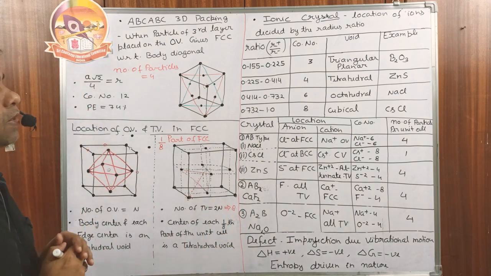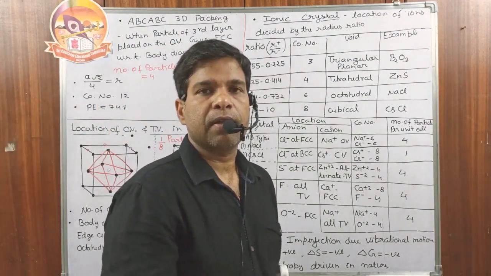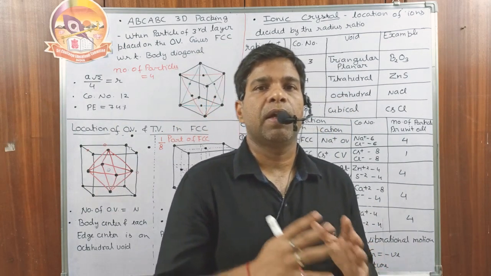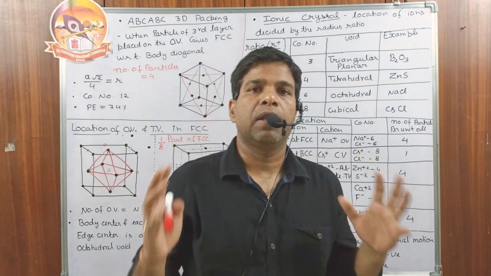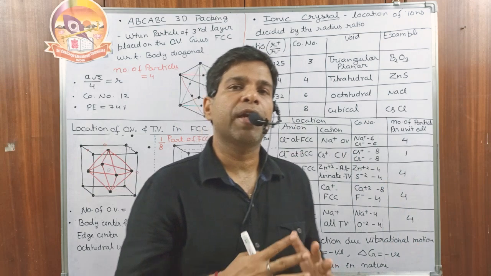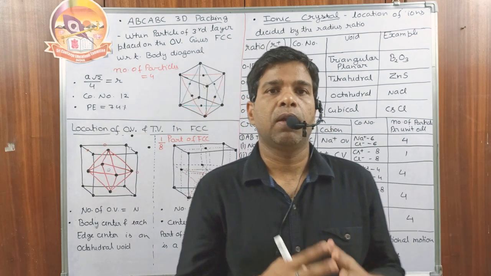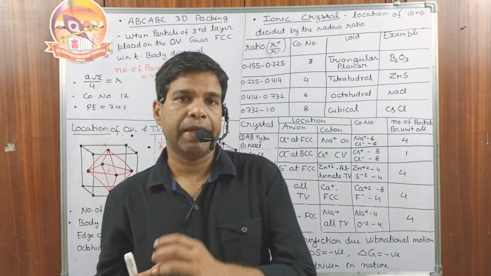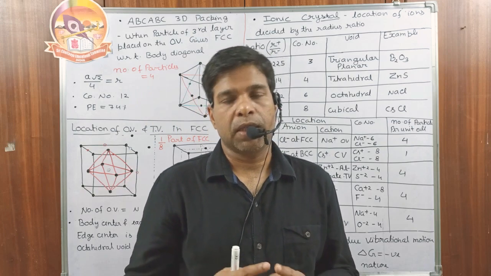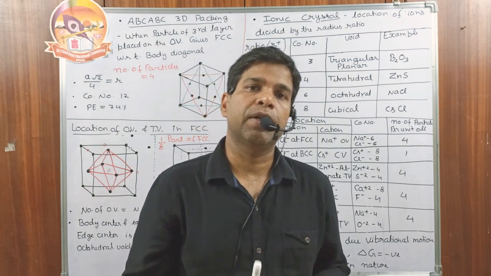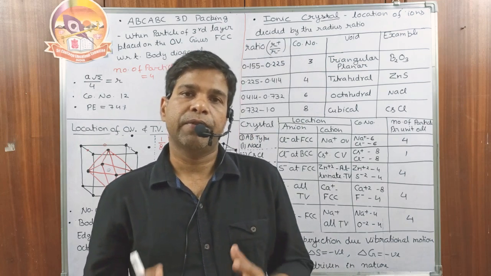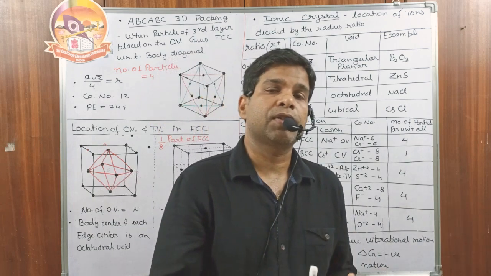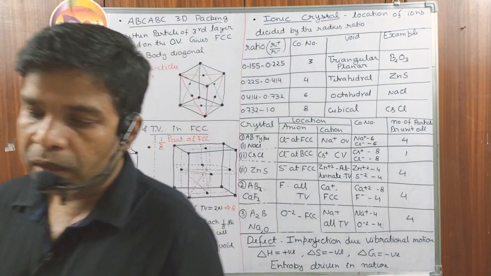Now the ionic crystal. Look, in the ionic crystal generally the smaller ion will always occupy the void space, and the bigger ion generally occupies the lattice position. And how can we identify the location of the cation and the location of the anion? These two we identify on the basis of the radius ratio. The smaller particle, which is generally the cation, occupies the different voids, and the bigger particle, which is generally the anion, occupies the lattice points.